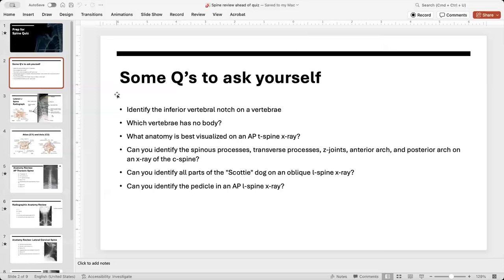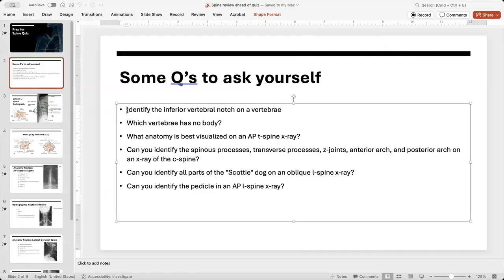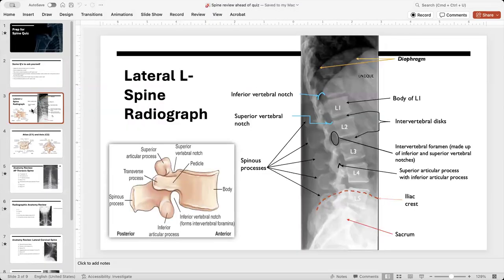But here we go. So, some general questions to ask yourself ahead of the quiz. We're going to go through each of these. Each one is about a slide. So, let's start with identify the inferior vertebral notch on a vertebrae. I brought up an L spine for us to take a look at this because it's easiest seen on an L spine. Since it's the biggest, blockiest, it's kind of the epitome of all of the different things you could label for any of the spine.